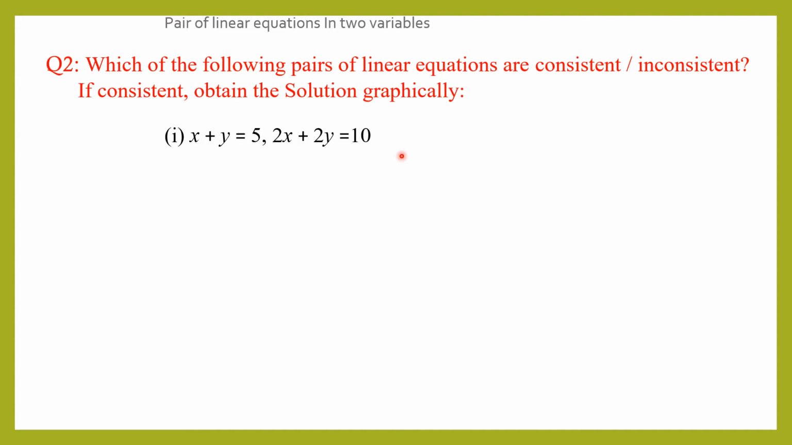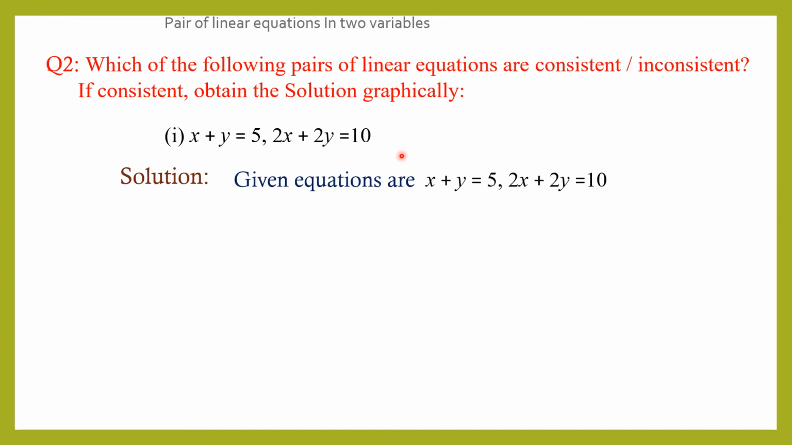How to check: you have to write the conditions. a1 by a2 not equal to b1 by b2; a1 by a2 equals b1 by b2 not equal to c1 by c2; and a1 by a2 equals b1 by b2 equals c1 by c2. So these three are useful for the given question. First of all, you have to write a1 b1 c1 and at the same time a2 b2 c2 also. Okay, coming to the solution part. Given equations are x plus y equals 5 and 2x plus 2y equals 10.